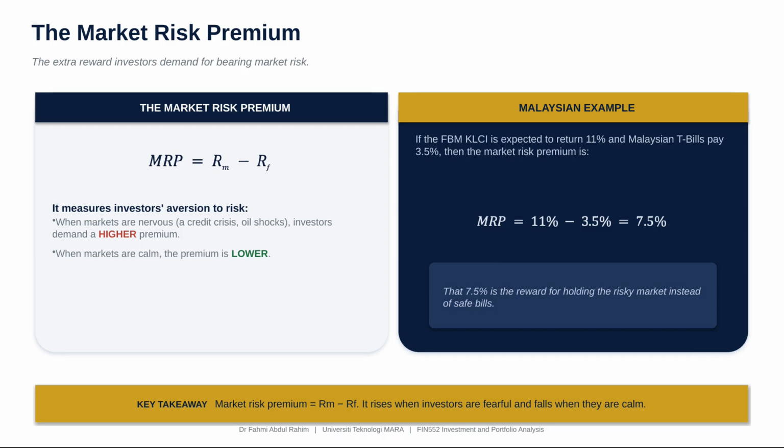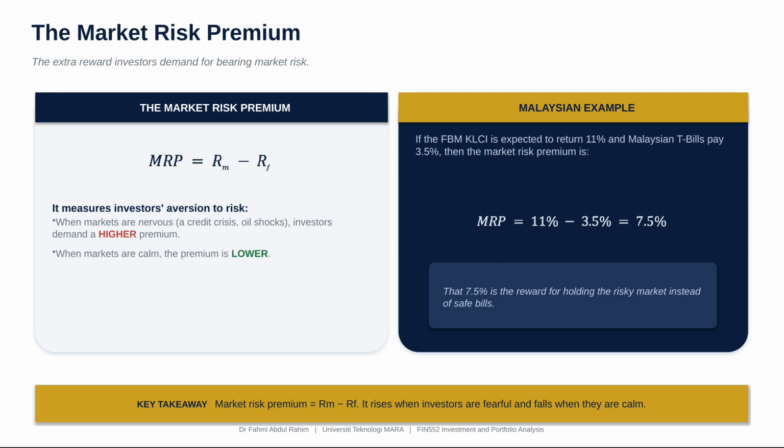Let us zoom in on one piece of the CAPM formula, the market risk premium, because it is both important and intuitive. The market risk premium is the extra return that investors demand from the market portfolio over and above the safe risk-free rate. Its formula, on the left, is simply the market return R sub M minus the risk-free rate R sub F.